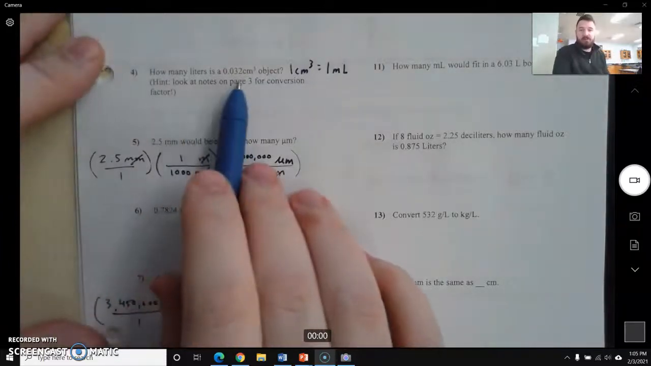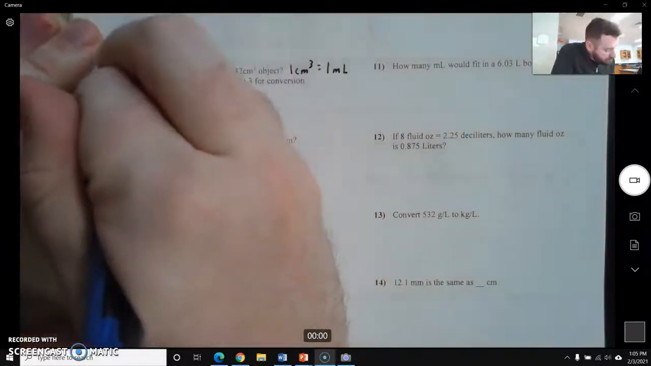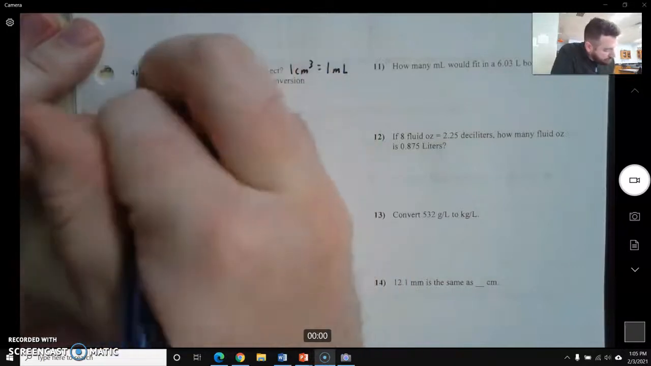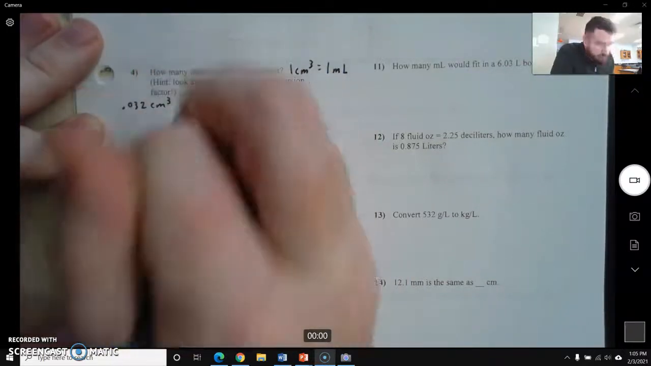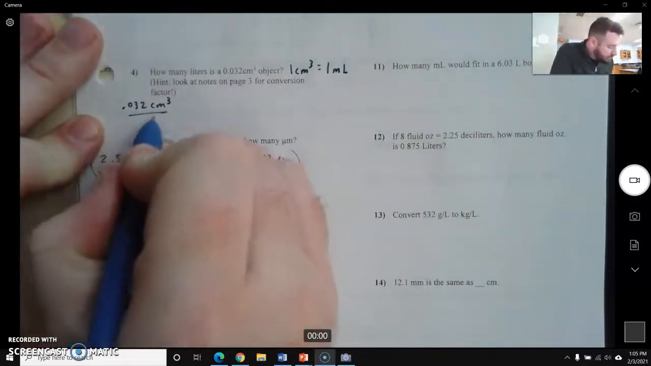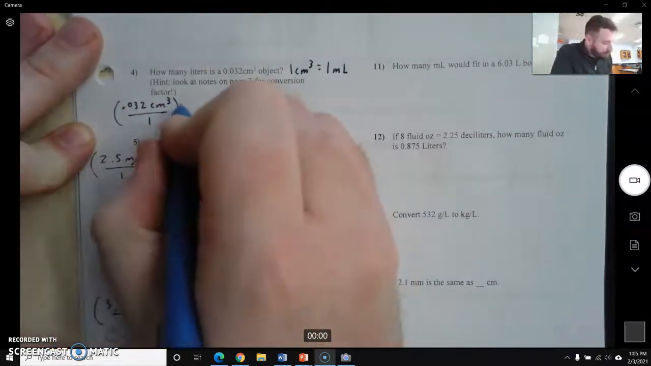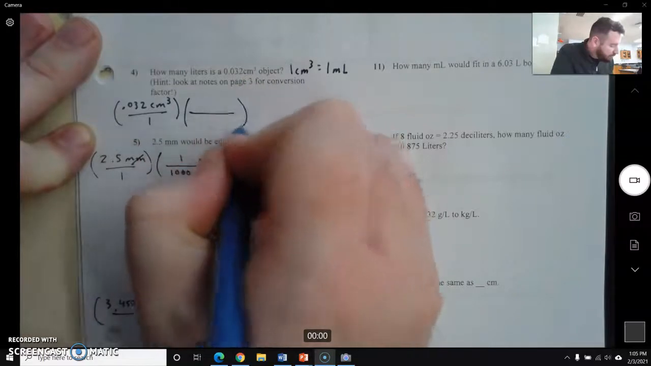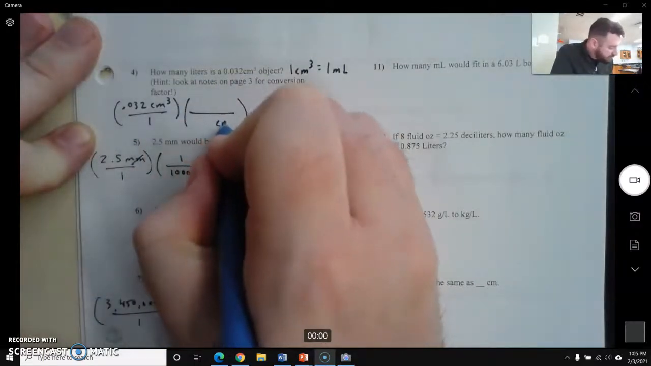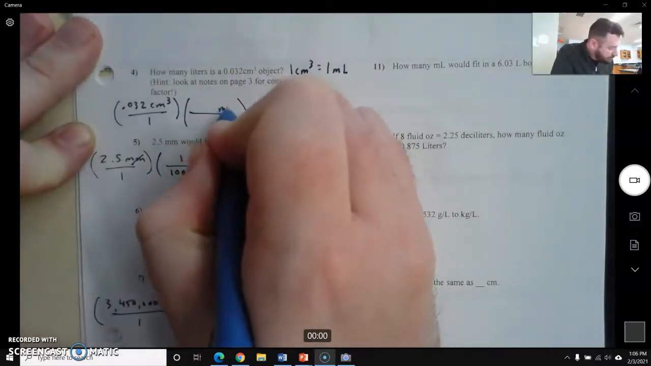All right, so if we're starting with 0.032 centimeters cubed, all right, I'm going to start by putting that over 1 and then a fraction. So I can't go from centimeters cubed to liters, but I can go from centimeters cubed to milliliters.